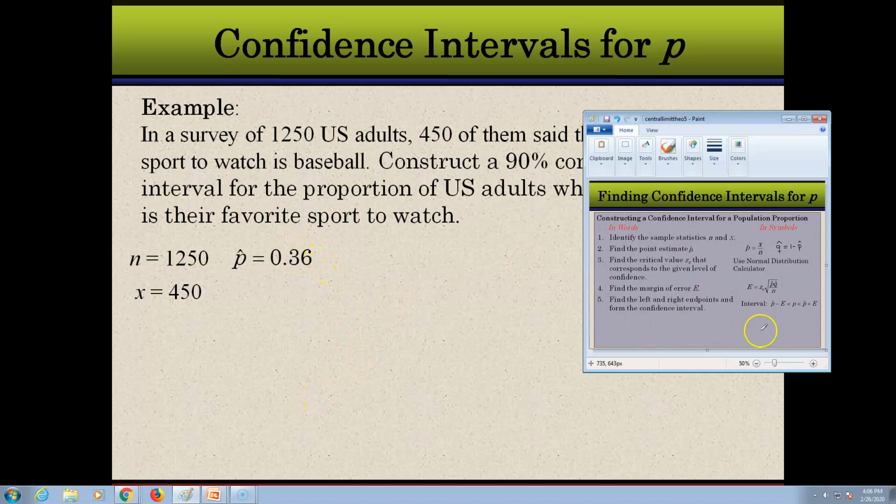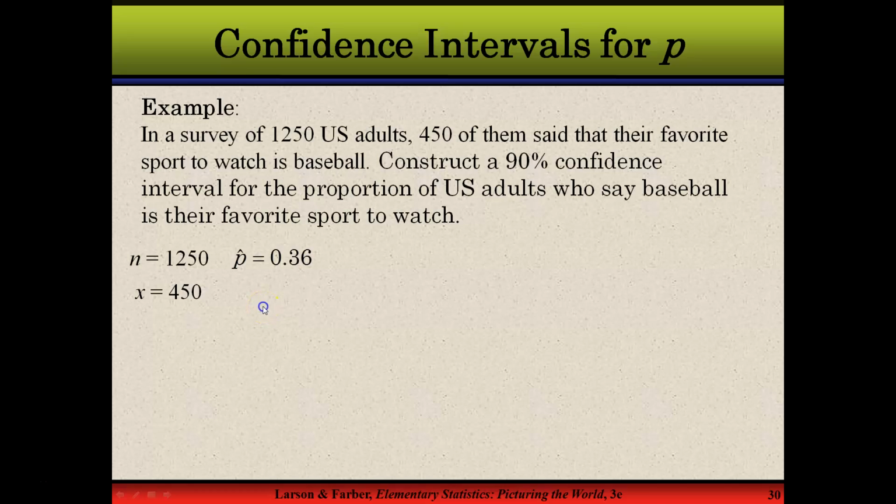Also, in step number two, they ask us to find q hat. How do we find q hat? It is 1 minus p hat. What is q hat in real life? It's the people who don't like something. So in this case, what percent of the people don't like baseball? I will do 1 minus 0.36, because that's my p hat, and when you subtract that, you get 0.64. So 0.36, or 36% of the people in this survey like baseball, and 0.64, 64% of these 1,250 people, don't like baseball. And I did step number two.